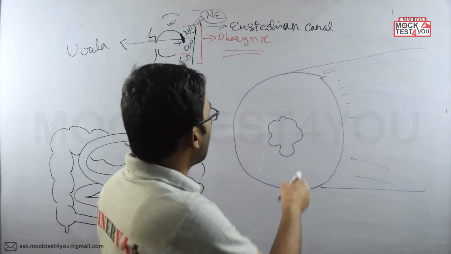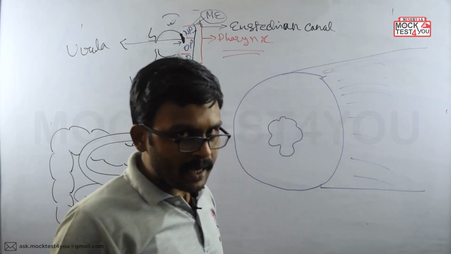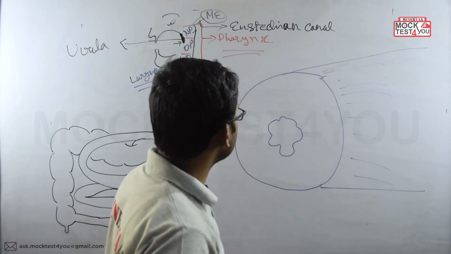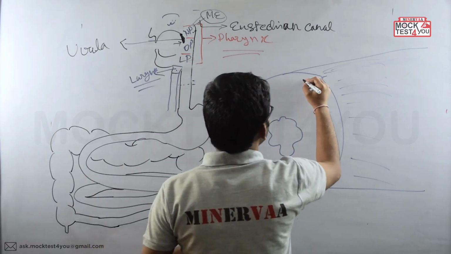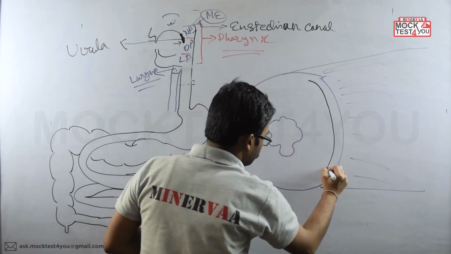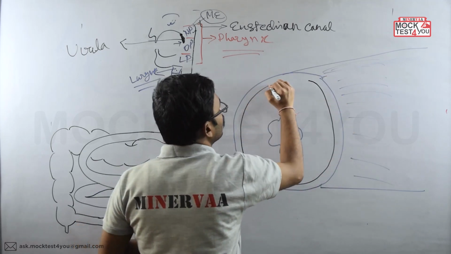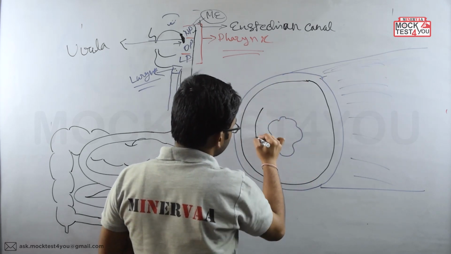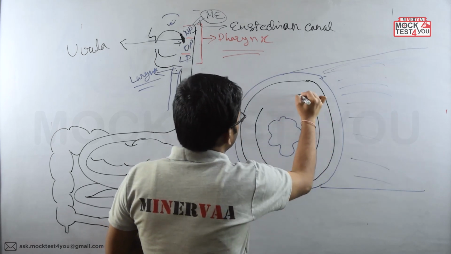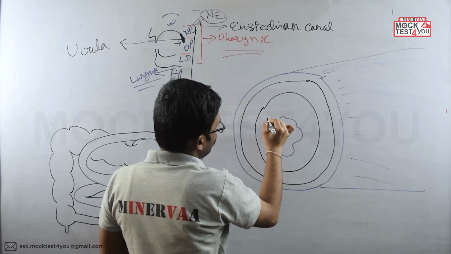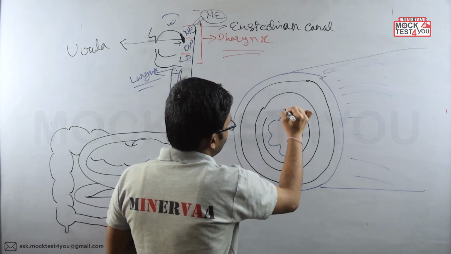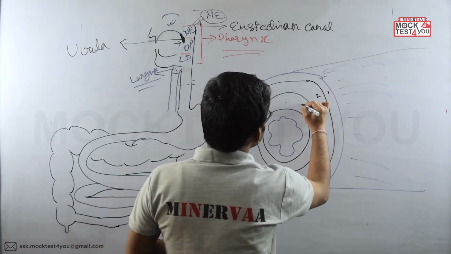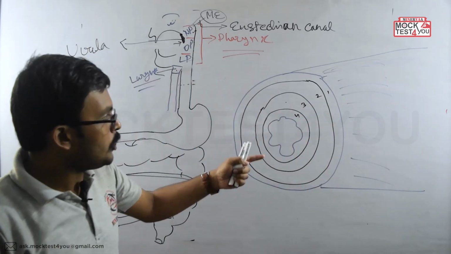Now in this wall, going from outside to inside, we get 4 different layers. So I'm drawing those 4 different layers over here. This is the first layer, second layer, third layer and fourth layer. So 1, 2, 3 and 4. Okay, clear? So 4 different layers are present.